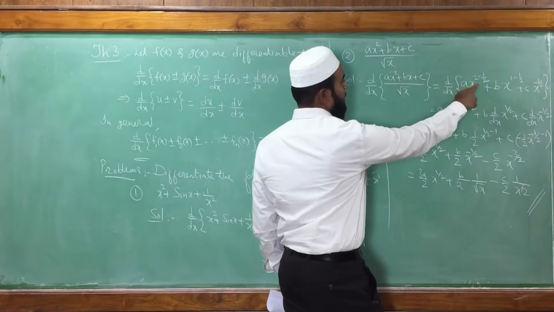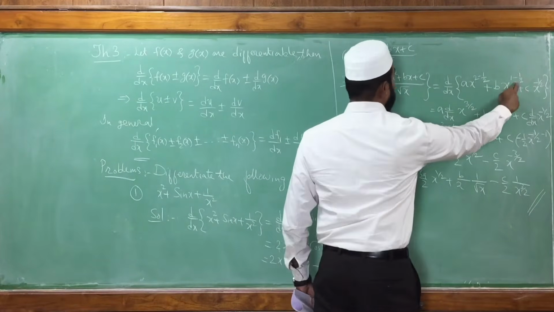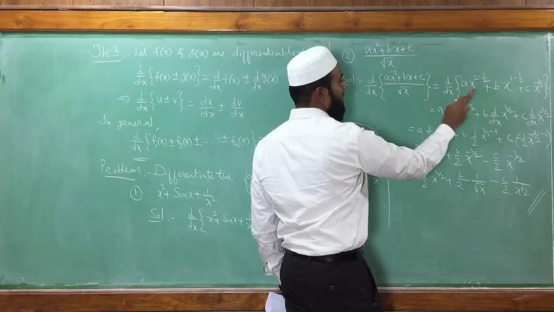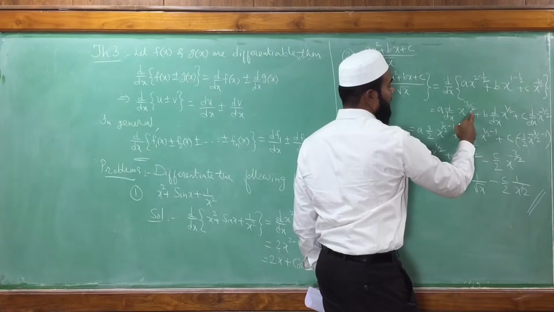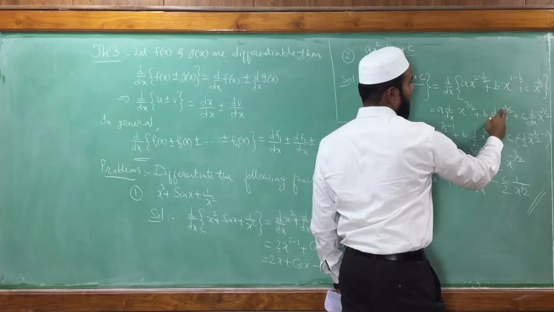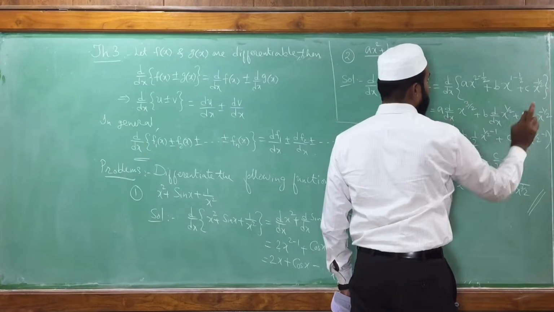So 2 minus 1 by 2, here 1 minus 1 by 2, and here c into x power minus 1 by 2. When you simplify this, what will happen? 2 minus 1 by 2, that is 3 by 2. Here 1 minus half is half, and minus 1 by 2 as it is, right?